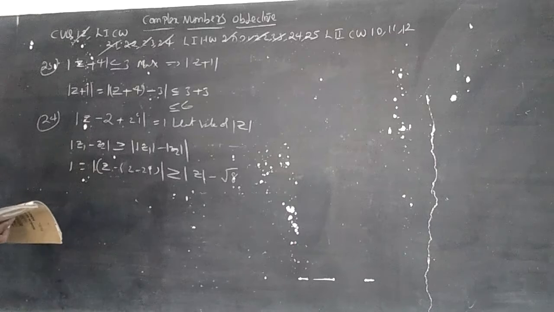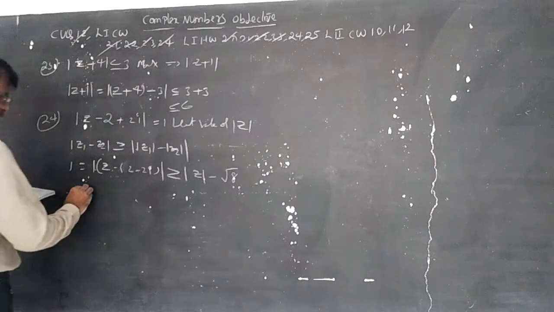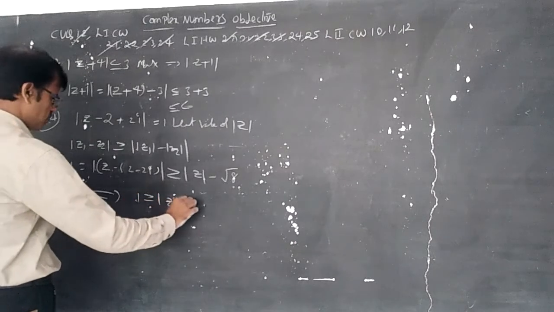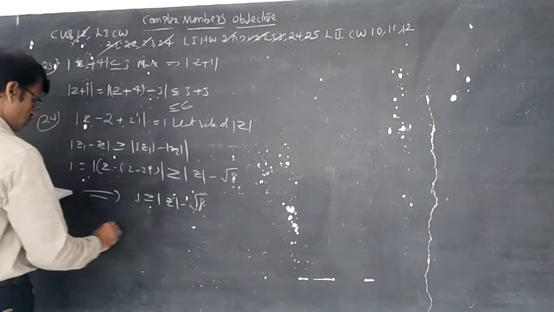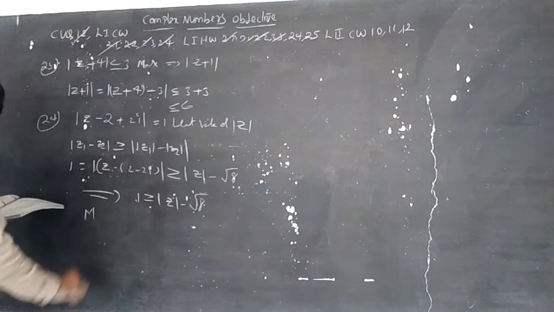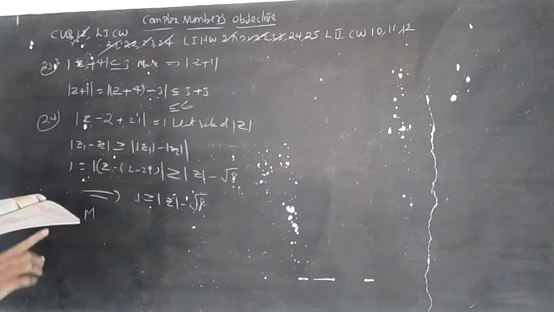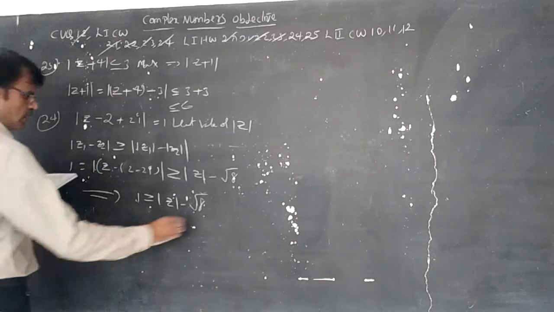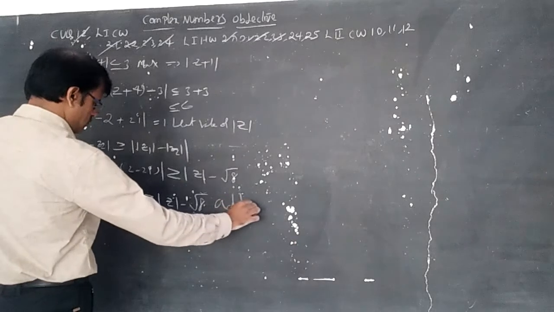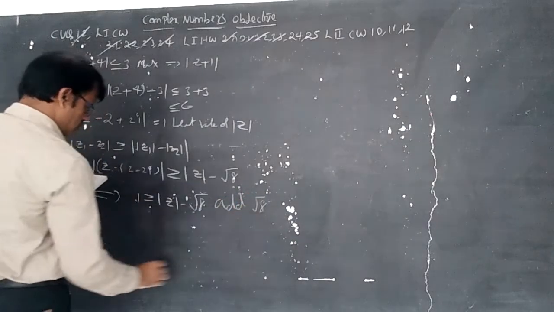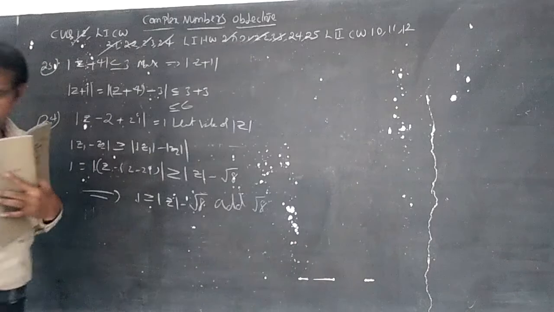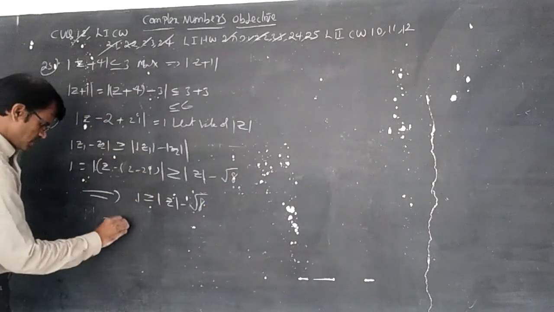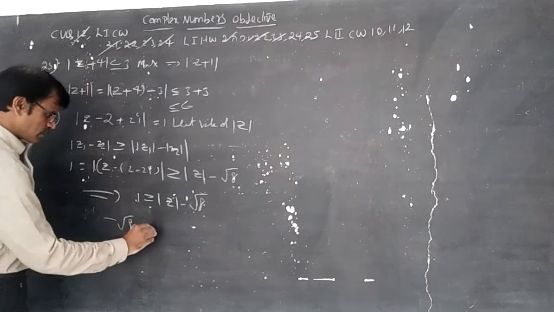So least value is nothing but minimum value. That implies 1 is greater than or equal to modulus of z minus root 8. Minimum value means root 8 minus 1. Maximum value means root 8 plus 1. So better to add root 8. Let us write, students, minus root 8 less than or equal to.